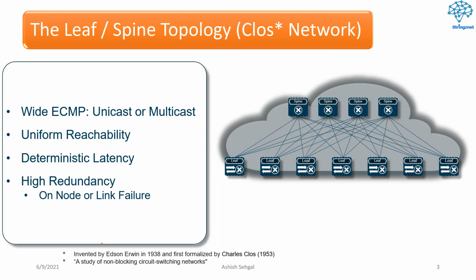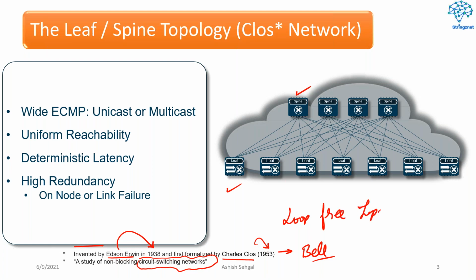Okay, just after the introduction: first of all, the topology and a brief about the history. My dear friends, VXLAN sounds like a pretty new technology, but the topology of connectivity between the devices, wherein we call devices spine switches and leaf switches, is very old. The topology was invented, developed and designed by Mr. Edson Irving in the year 1938, which was then formalized by Mr. Charles Clos in the year 1953, and used by the Bell Telephone Company at that time for providing a circuit switching network. And the beauty of this topology, which we did not consider during the initial phase, is that it is an absolutely loop free topology.